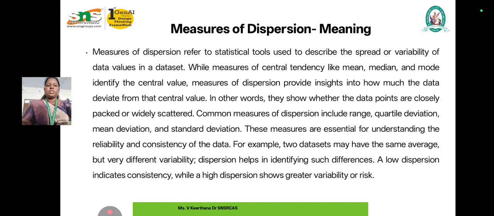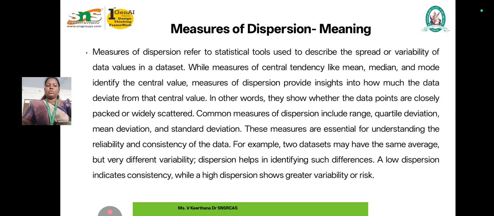While measures of central tendency, in the previous video we have seen what is measures of central tendency and what are the measures: mean, median, mode are the central tendency. So that is to identify the central value. Measures of dispersion provide insights into how much the data deviate from the central value. In easy words, they show whether the data points are closely packed or widely scattered. Common measures of dispersion include range, quartile deviation, mean deviation and standard deviation. These measures are essential for understanding the reliability and consistency of data.